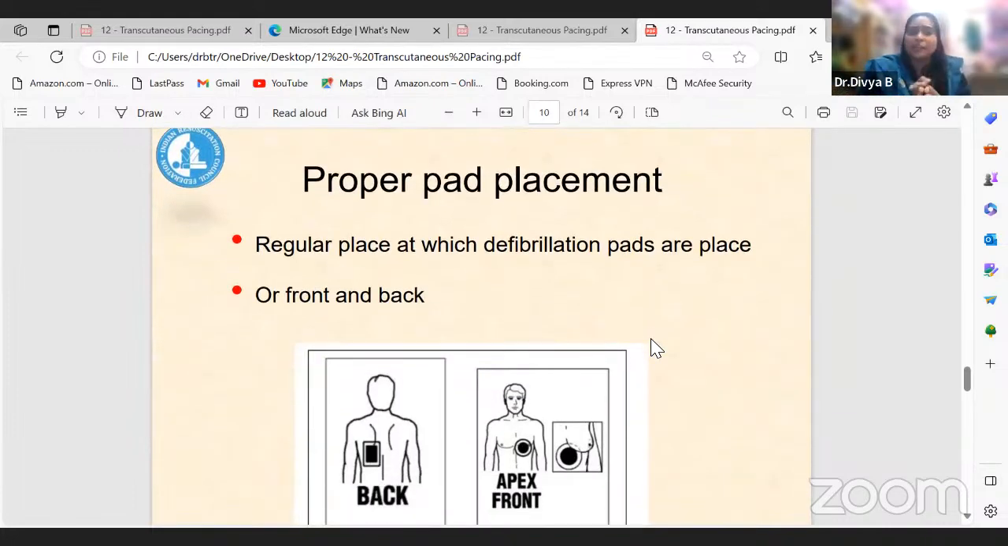And then the pad placement is just like the pad placement for the defibrillator. You can use either both sides, front on the apex and infrascapular, or front and back.